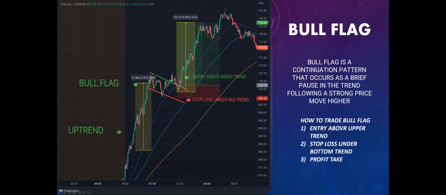So if we got faked out right here, like in this example, this was a fake out. Let's say you entered right here with the stop loss right here, and the trend flipped. You'll put your stop loss right here, maybe lose 15, 20%, but it was worth the risk. We saw a 3.14% move, so we're expecting another 3.14% move. Anyone have a question about the bull flag?